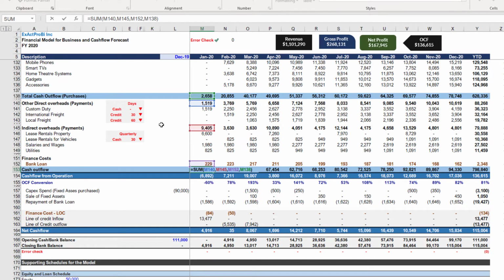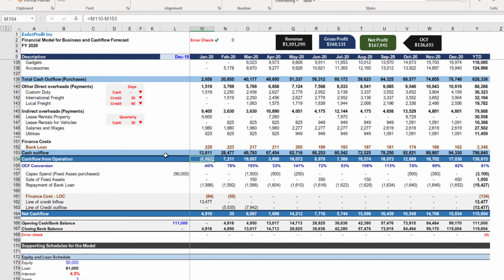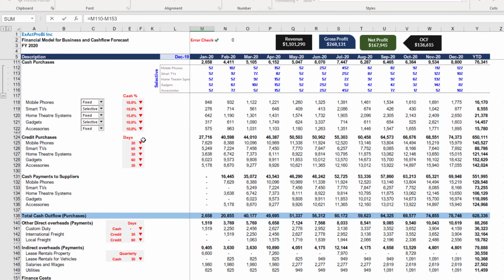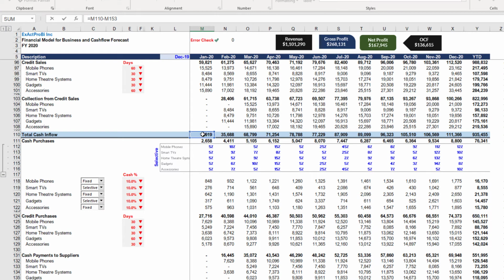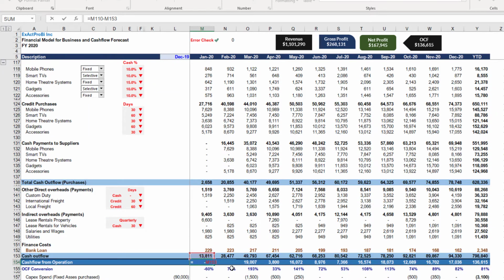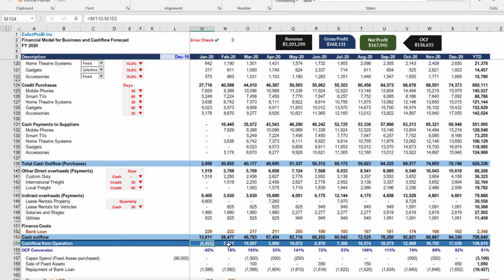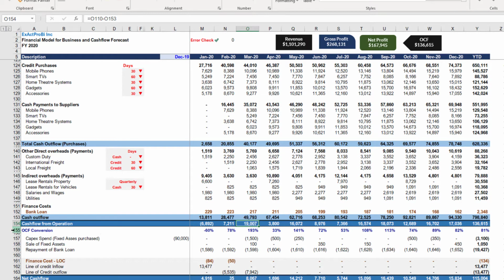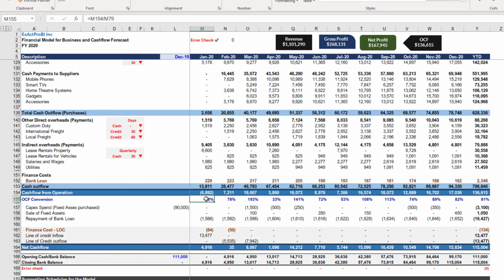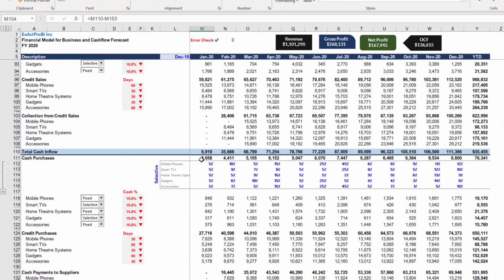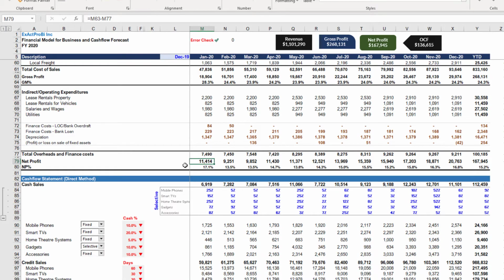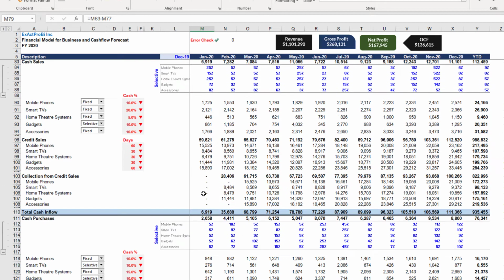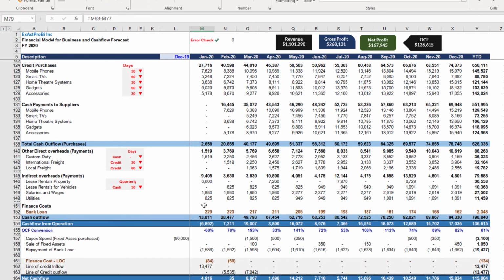This would be our total cash outflow, and this would be our cash flow from operations. So what is cash flow from operations? Total collection we did from our normal business minus the total payment we did for our normal business. So that would be cash flow from operation. And below that we have OCF conversion, which is here. OCF conversion is nothing but your cash flow from operation divided by your net profit. So if you go here, this is our net profit 11,414, but if you go to OCF, it's negative.